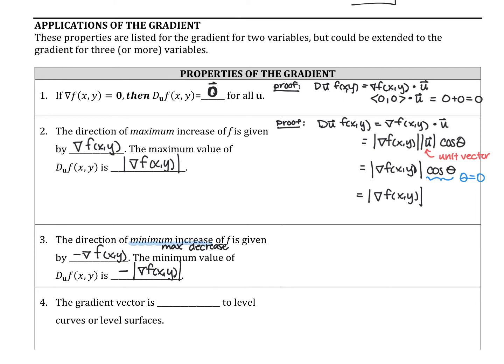But that's the idea behind the gradient. The gradient really does tell us what direction our maximum increase is. Where is it going to go up the quickest? And if we found the opposite of the gradient, we're going to find where it goes down the quickest.